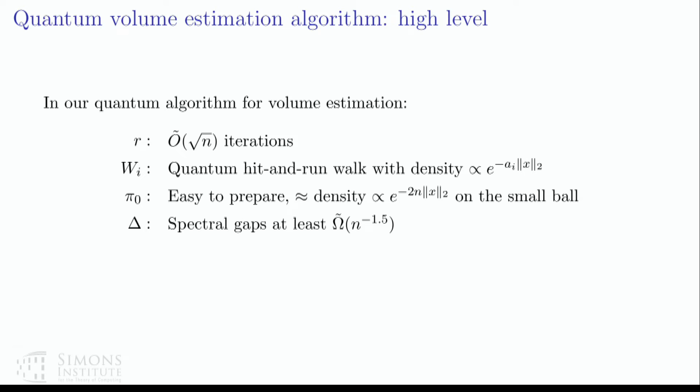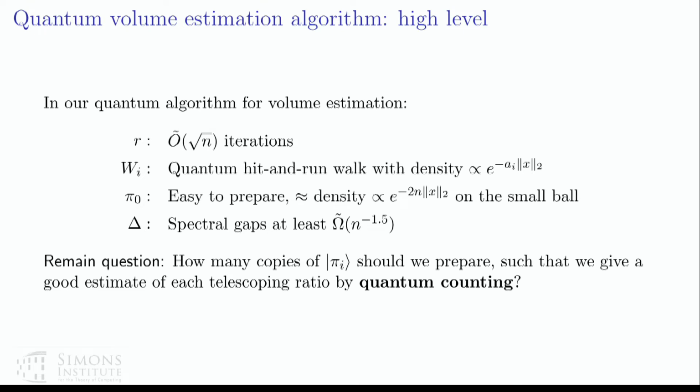In our quantum algorithm for volume estimation, the r here, the total iterations for the simulated annealing schedule, is going to be square root of n. As I just mentioned, each Wi here is going to be the quantum hit-and-run walk operator with density proportional to the corresponding exponential distribution. On the other hand, we know that pi0 is easy to prepare. We just have to prepare the density on the small ball here, because the density decays too fast, and we don't have to worry about the things outside. And the spectral gap, as I just mentioned, for the low level part, is at least n to the minus 1.5. So in total, this gives a good simulated annealing schedule that we can actually implement in our quantum algorithm.